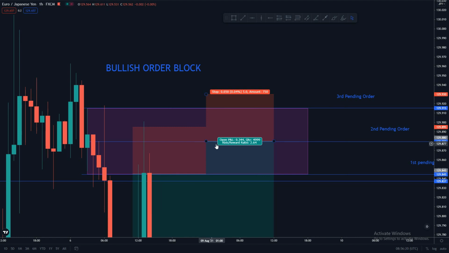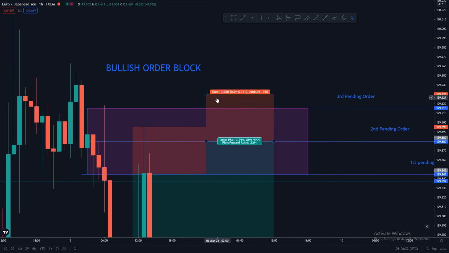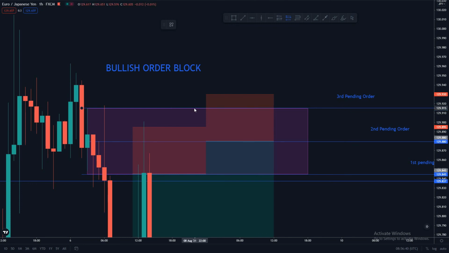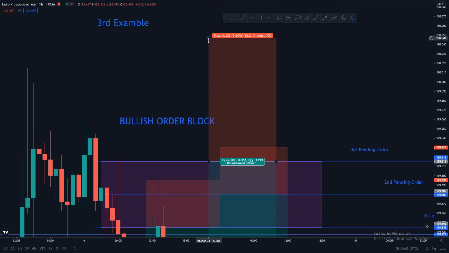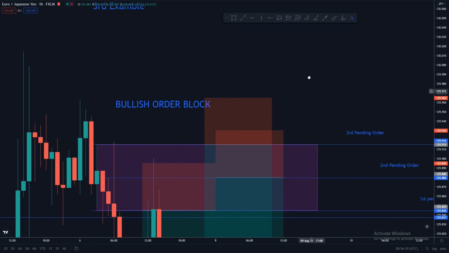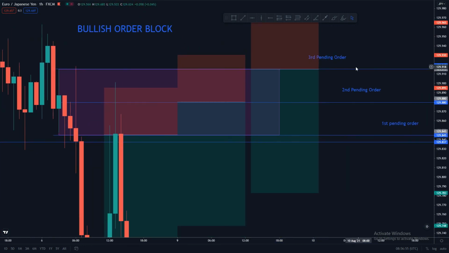Okay, and the other one is the third one. So if the market continues going up here to come and stop me or do whatever it does, I still have another pending order here. So basically these are 3 trades. So this is how it will look using this pending order strategy for entering. This is how it will look.